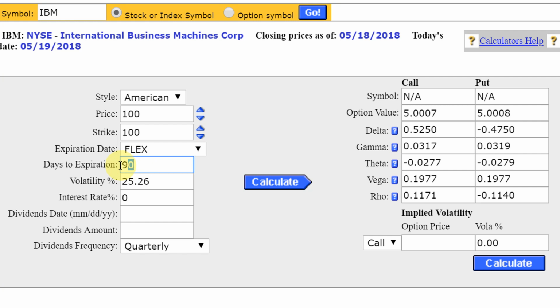I'm going to change this from 90 days to 360, increase it by a factor of 4, choose calculate, and I should still get that $10 option, and there it is. This will also help you to understand why increasing time has a similar effect as increasing volatility.